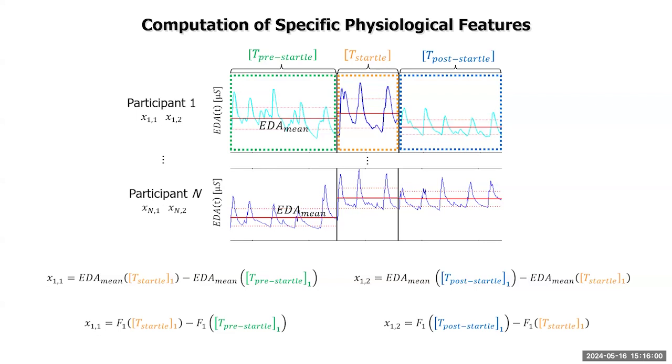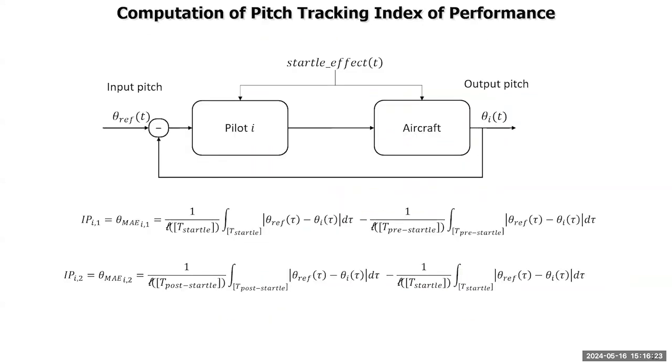It's important to note here that in this example, participant 1's EDA mean value has a rise in the Startle period and then a decrease in the post-Startle period, while participant 2's EDA mean value has a rise in the Startle period with virtually no decrease later in the post-Startle period, which corresponds to the higher allostatic load. Similarly, the computation of pitch tracking index of performance can be performed.